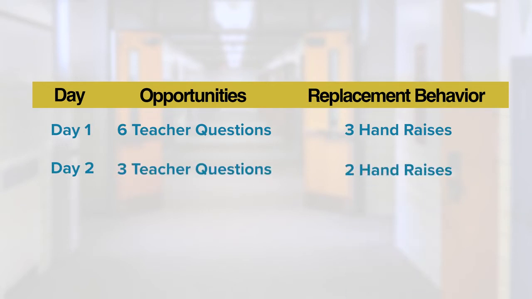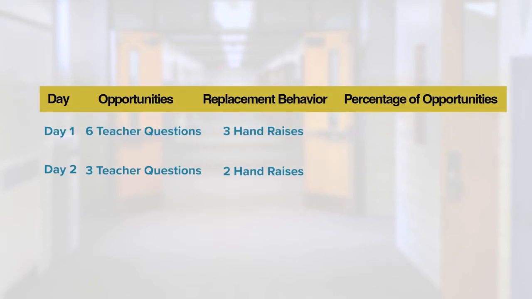If we just look at the frequency, the student's hand raising went from 3 to 2, and it looks like it's going down. But the teacher provided different numbers of opportunities for hand raising on these 2 days. On day 1, they raised their hand 3 of 6, or 50% of opportunities, and on day 2, they raised their hand 2 of 3, or 67% of opportunities. Many of the behaviors of interest for students are opportunity-driven, like hand raising, and thus must be measured as a percent of opportunities in which they occurred.